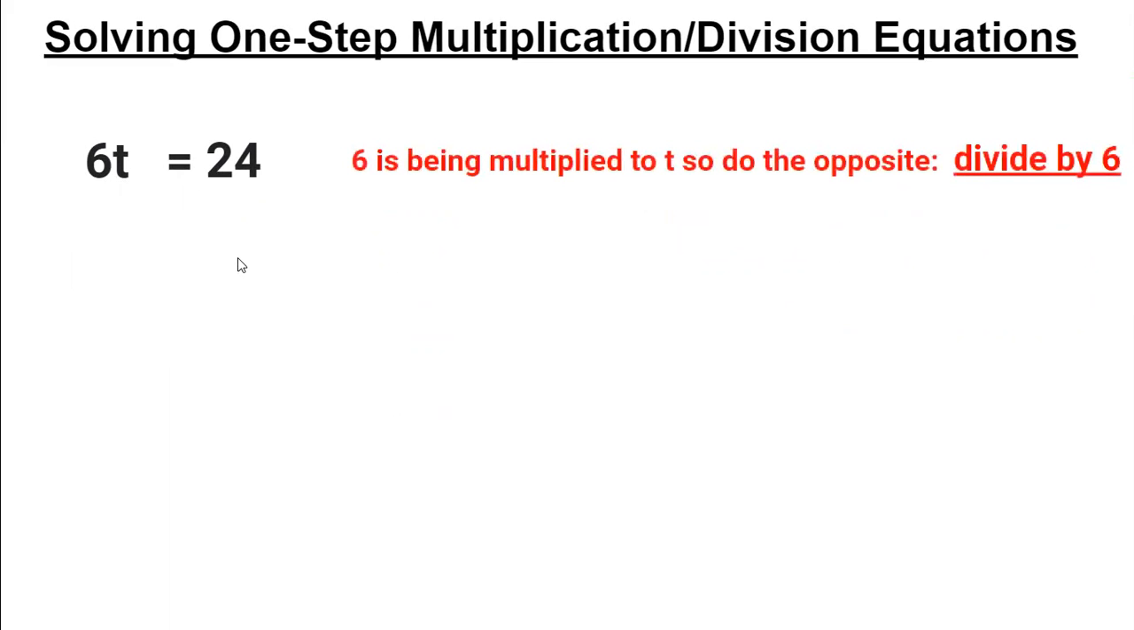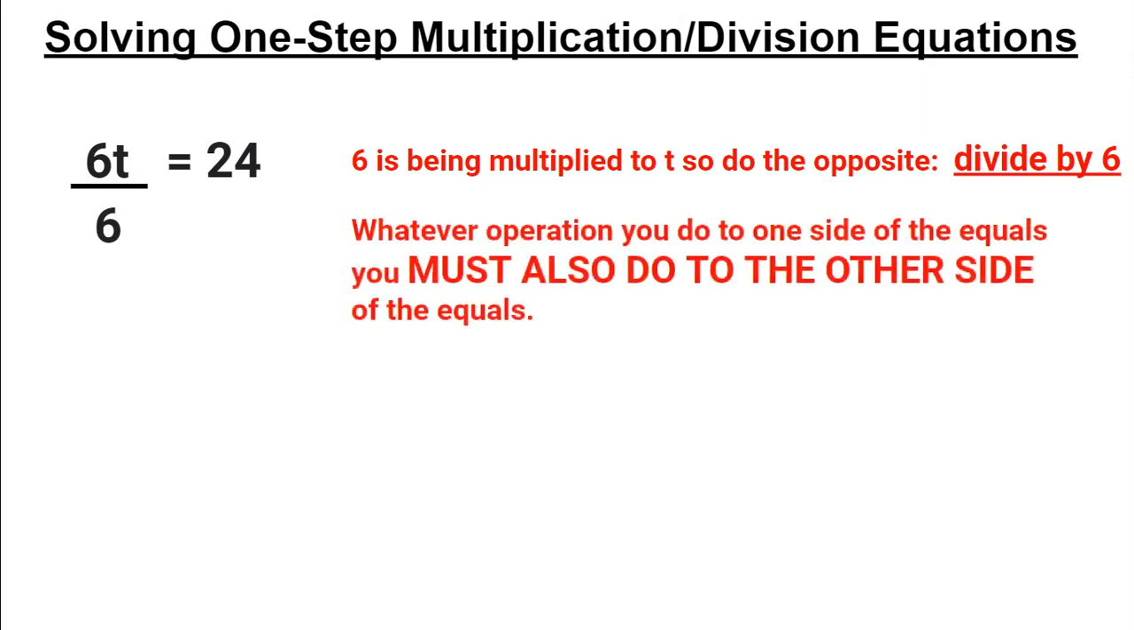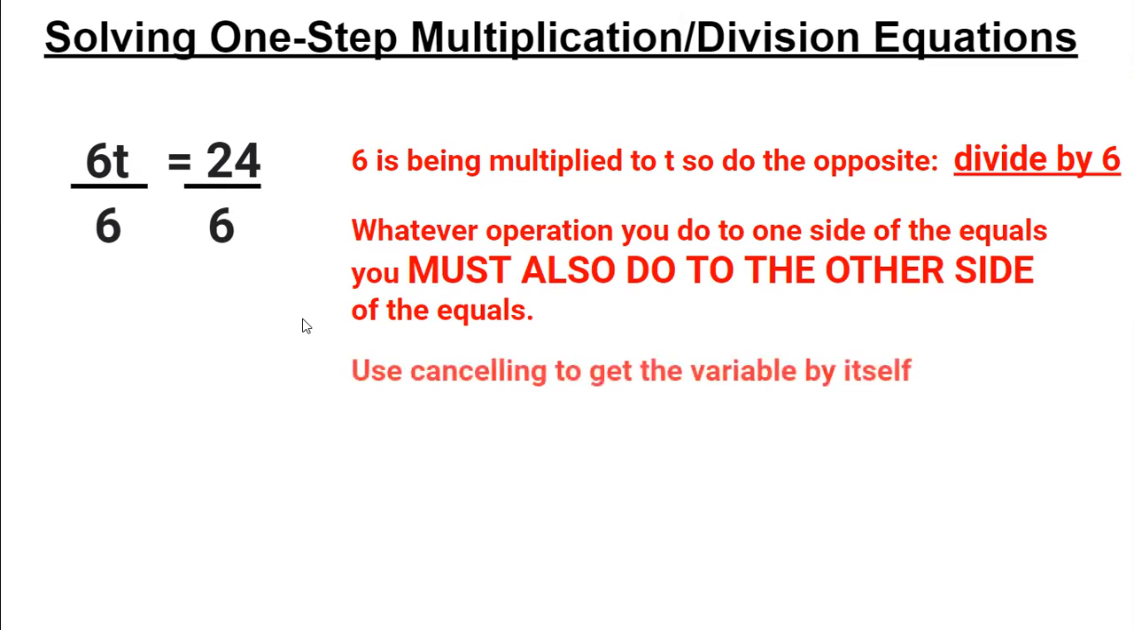Welcome back. Let's continue. Now we're doing multiplication and division equations. So we have 6 times t equals 24. 6 is being multiplied to t. So do the opposite, divide by 6. Whatever you do to one side, you must also do to the other side of the equals, so divide the other side by 6. Now we can use canceling to get the variable, the t, by itself. Cross off the 6's and you're left with just t. And then 24 divided by 6 is 4.